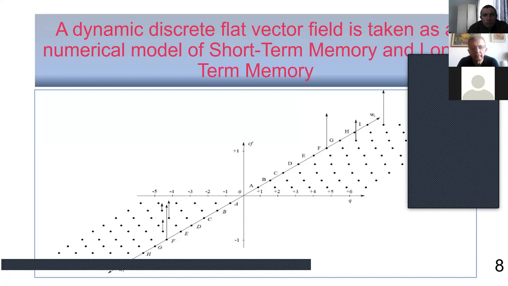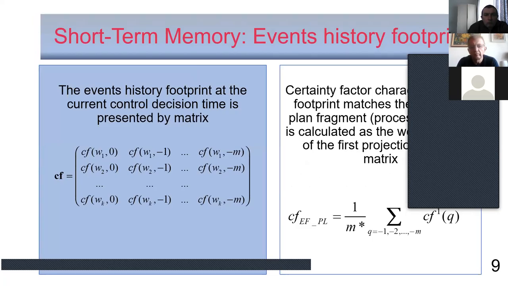The dynamic discrete flat vector field is taken as a numerical model of short-term memory and long-term memory. Two space fields are constructed on the history events axis and on the plan steps axis, as you see here. The event history footprint at the current control decision time is presented by a matrix. A certainty factor characterizes footprints of the process history, which is calculated as shown on this slide.